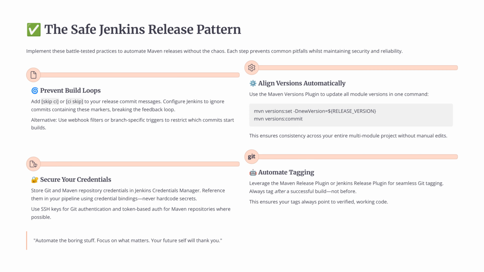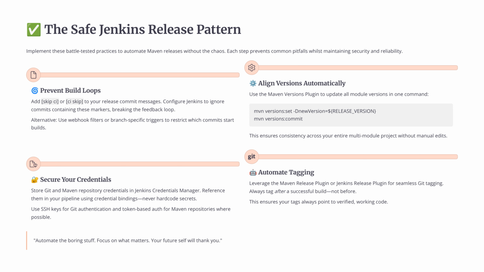For example, when you deploy to your Maven repository, Jenkins temporarily passes the username and password to that command, and then clears them immediately afterward. This keeps your tokens or passwords hidden, and your pipeline logs clean. Whenever possible, use SSH keys for Git operations and token-based authentication for Maven repositories. It's safer and easier to audit later.